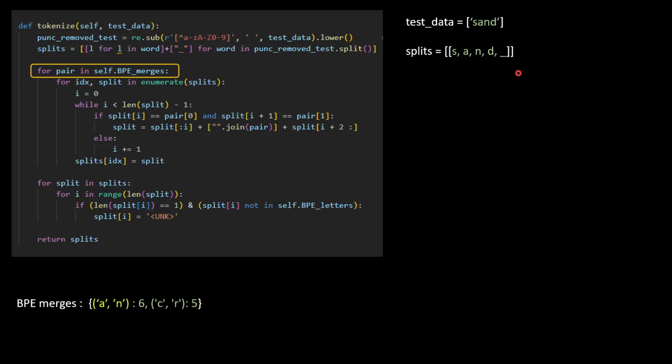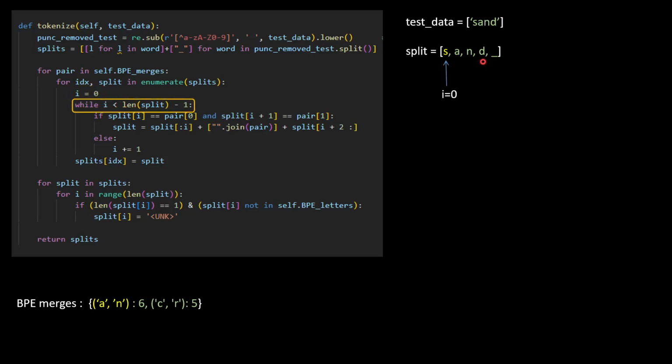Now what we are going to do, we are going to iterate over BPE merges, the BPE merges that we have got from the fit method. So this was our BPE merges, if you remember. Now the first merge rule that we encountered was AN. So now we need to find AN in our splits and combine them together, and that is exactly what we are going to do. We're going to start iterating over these letters, and we are going to keep a pointer. So this i will be pointing to our current position. Initially it is 0.